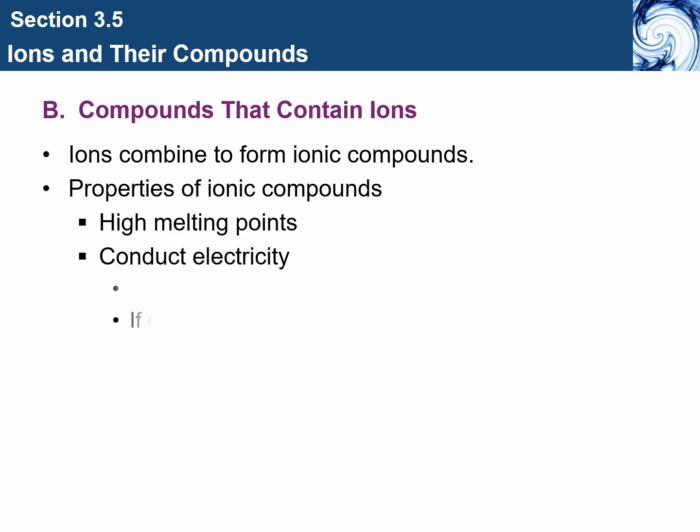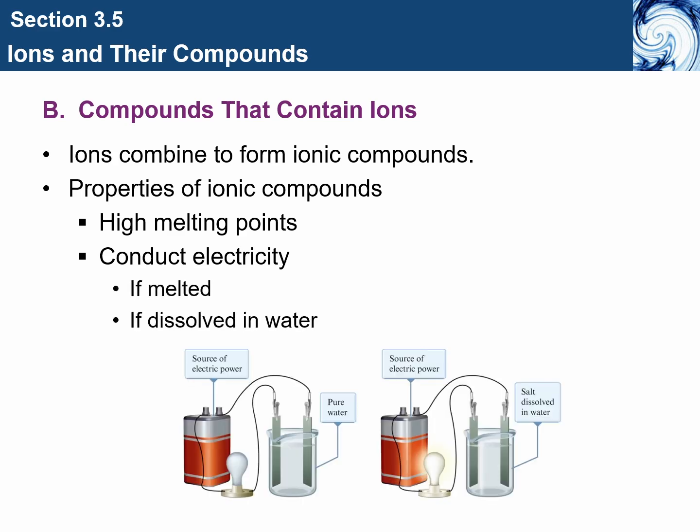All right, compounds that contain ions. Positive and negative ions combine to form ionic compounds. Ionic compounds commonly have high melting points because the oppositely charged ions attract one another, like a magnet, strongly. They can conduct electricity when melted or when dissolved in water. So in this example, we have salt that gets dissolved, and that will let electricity pass through, but pure water will not. That is because those separately charged particles allow the charge to move throughout the solution.